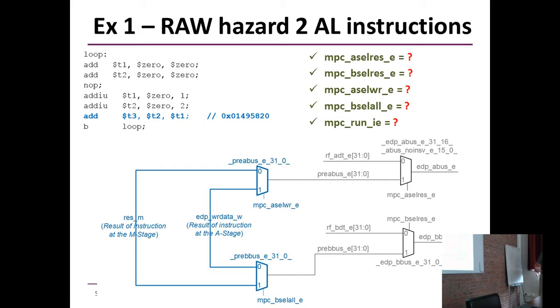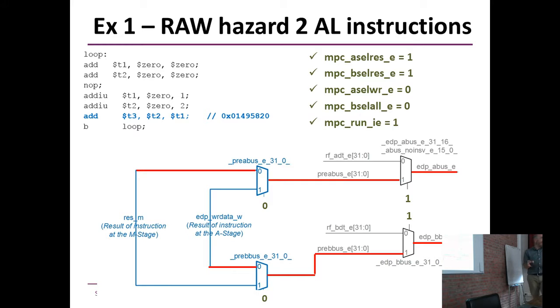So these 2 signals would be 0, right? As you can see here. And the run signal would be 1. We don't have to stall the pipeline in this case. We just forward the values and continue at the same CPI equal to 1, right?